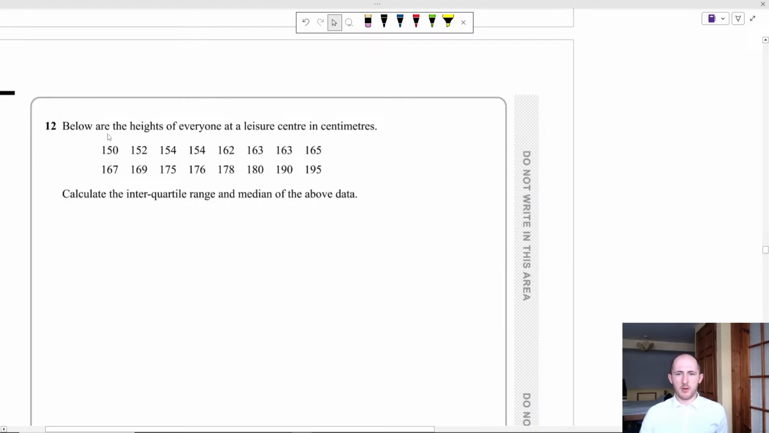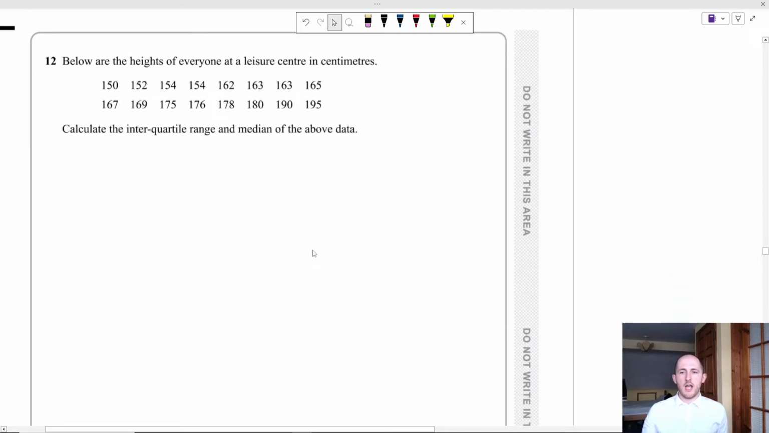So question 12. Below are the heights of everyone at a leisure centre in centimetres. Calculate the interquartile range and median. Okay, so first of all, this is something that normally comes up in paper 3. So I think they're going to put it in paper 1 because some students don't revise this stuff until paper 3. Interquartile range is the upper quartile minus the lower quartile.